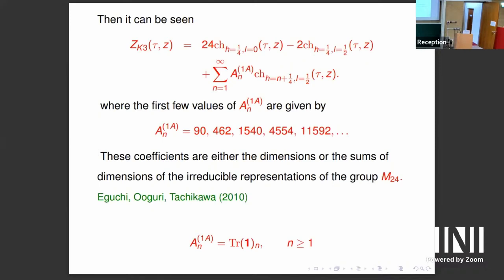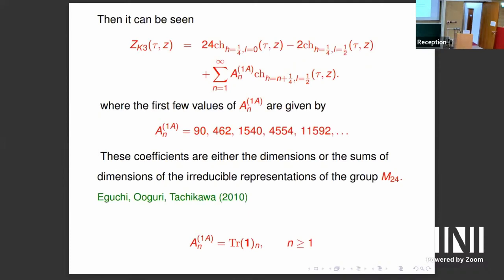And these are integers. These numbers were noticed to be integers. This observation of decomposition was noticed by Eguchi and Ooguri and Tachikawa in 2010. You can look at these numbers and initially, of course, you don't see any sort of pattern, but they saw a pattern. They saw that these were dimensions of irreducible representations of the Mathieu group M24. That's quite an amazing observation, actually.